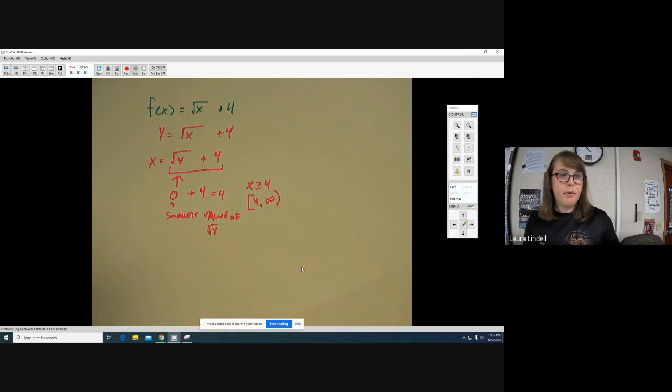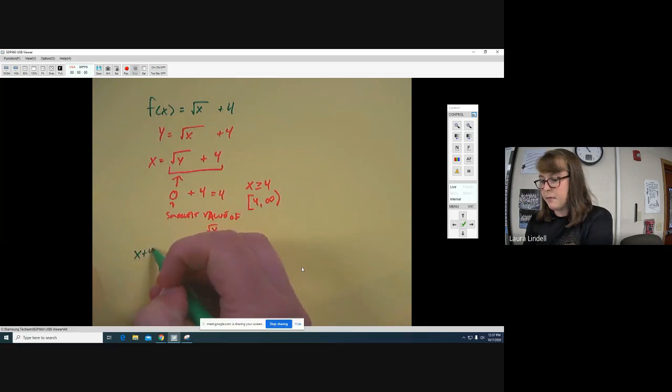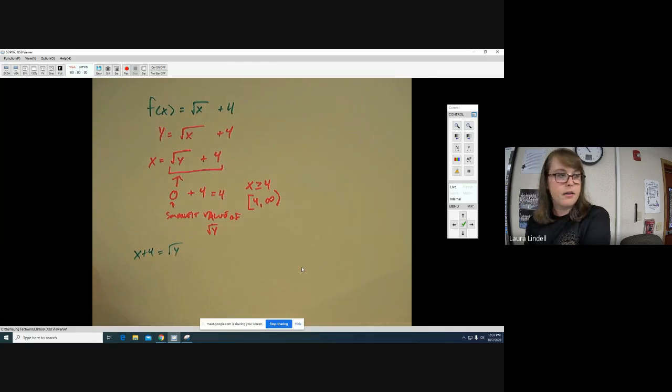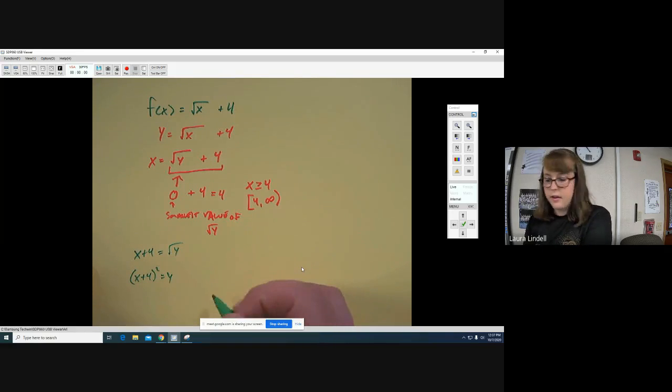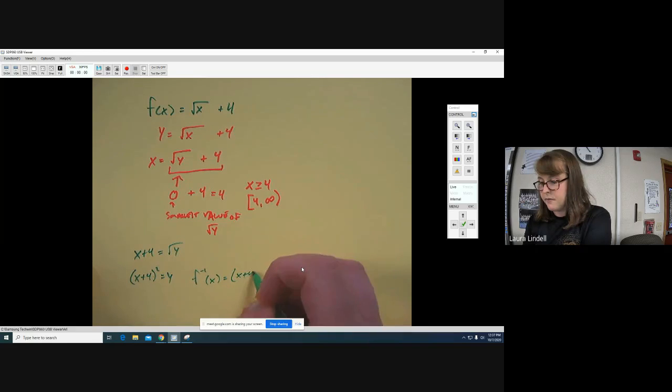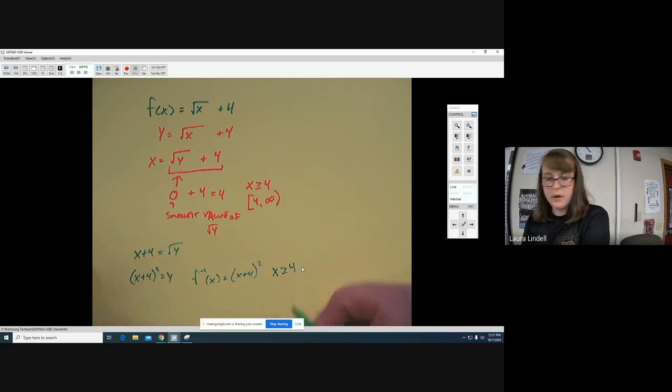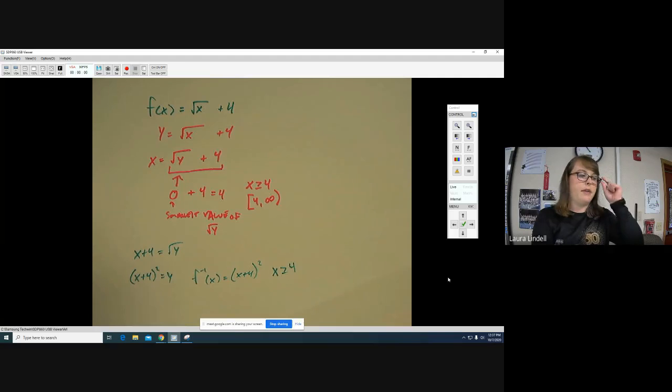Okay, so then we would go ahead and solve for our inverse. So I'd add 4 to both sides and get x plus 4 equals the square root of y. And then we would square both sides and get x plus 4 squared equals y. So then f inverse is x plus 4 squared when x is greater than or equal to 4. So that would be our domain restriction. So that's a little bit more about domain restrictions.